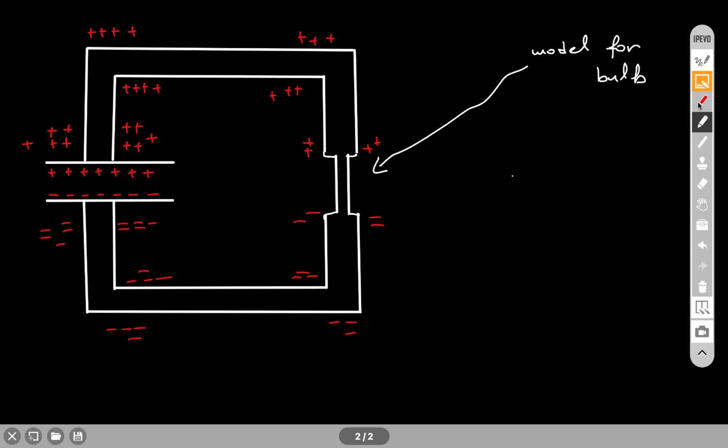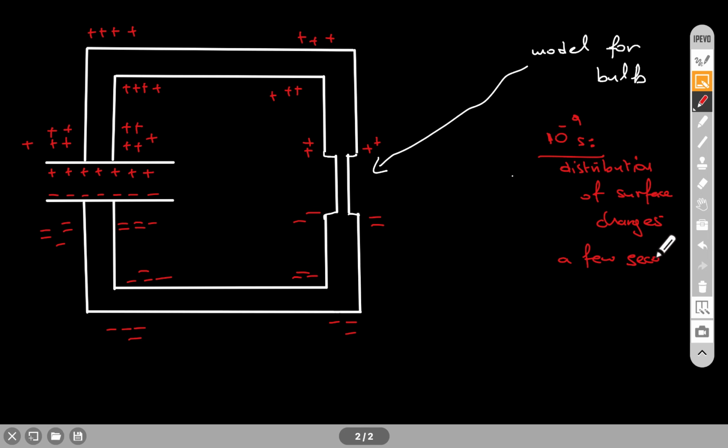decreasing. Now, as I said before, once you make the connection, it will take on the order of nanoseconds, 10 to minus 9 seconds, for the distribution of the surface charges. This is one time scale, and it will take a few seconds for you to see the current going to zero, the electron current to be zero.